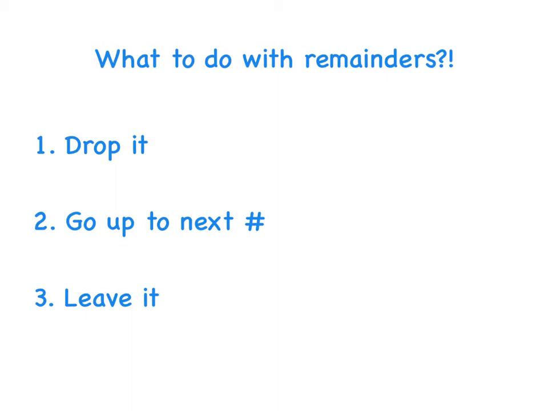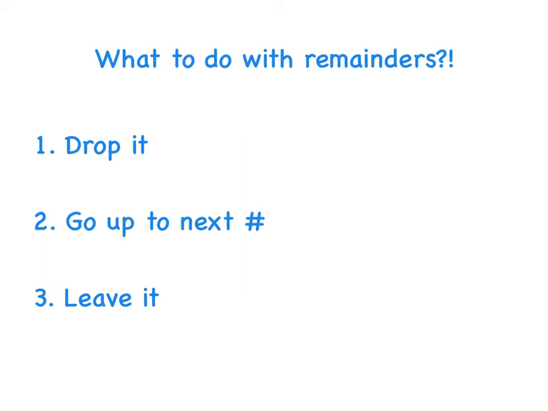Sometimes we get a number as an answer, but it doesn't quite make sense in the real world. For example, I can't say that I need 4.5 buses to transport students somewhere because you can't have half a bus. So when we have remainders in division problems, we need to figure out what to do with the remainders because they don't always make sense in the real world.